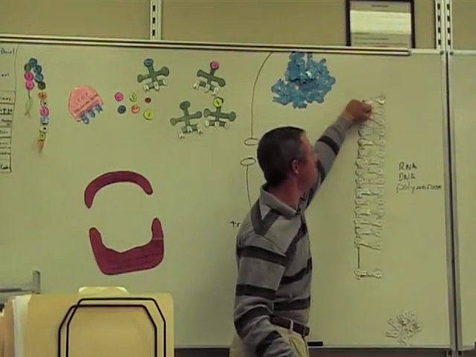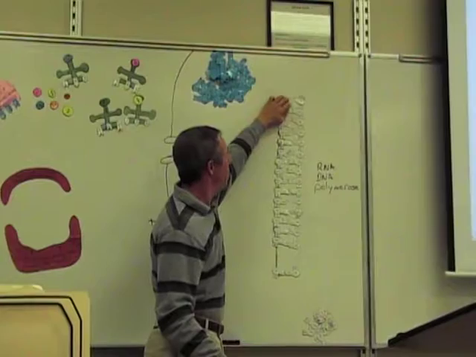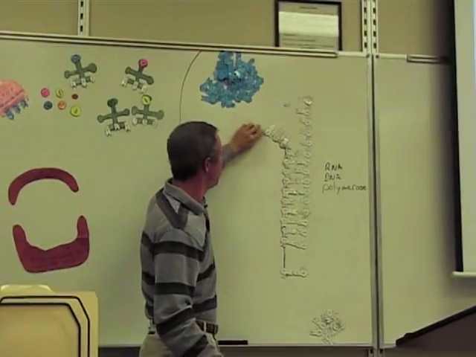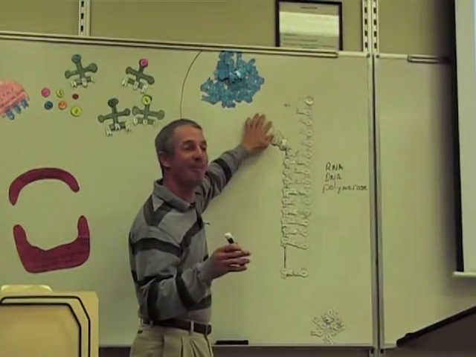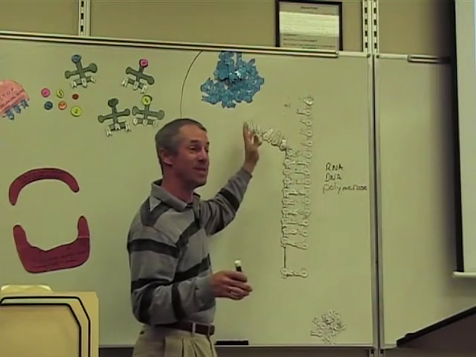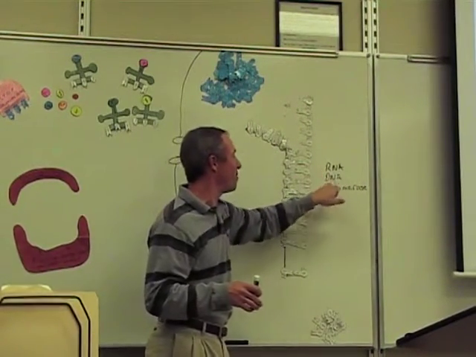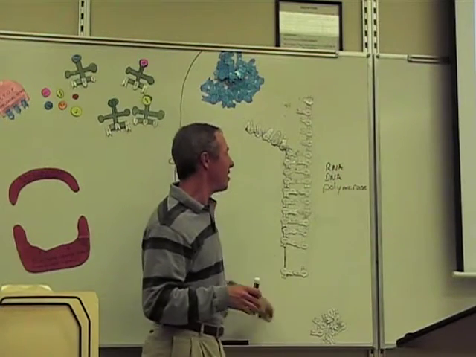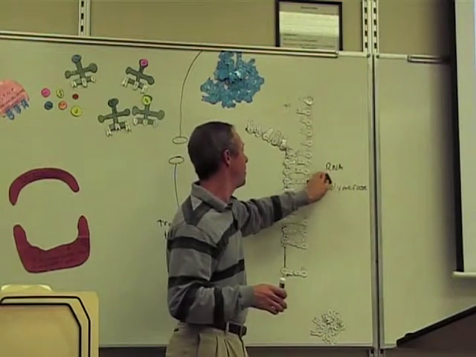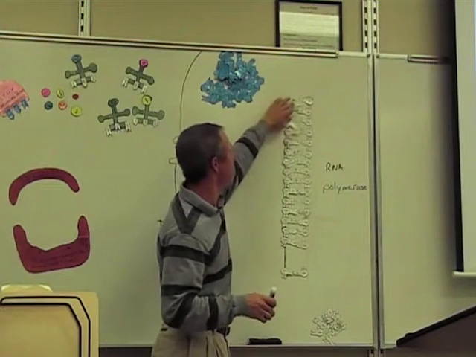RNA polymerase comes in. It opens the DNA up. A lot of kids screw that up right there. They say helicase comes in and opens the DNA up. But it's not helicase. It's RNA polymerase in this case. It's a 2-for-1 special. There is no helicase. It opens up the DNA.